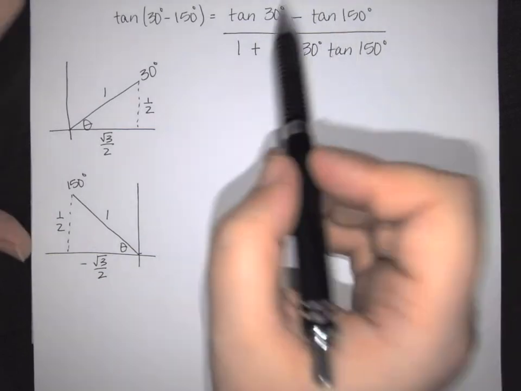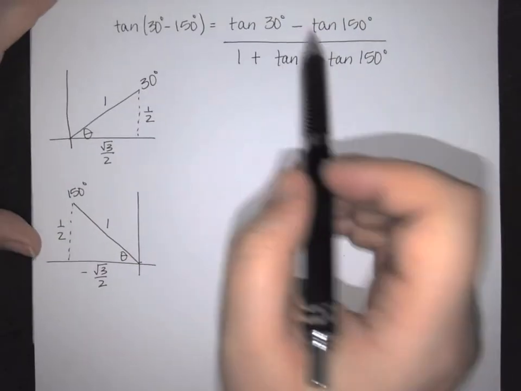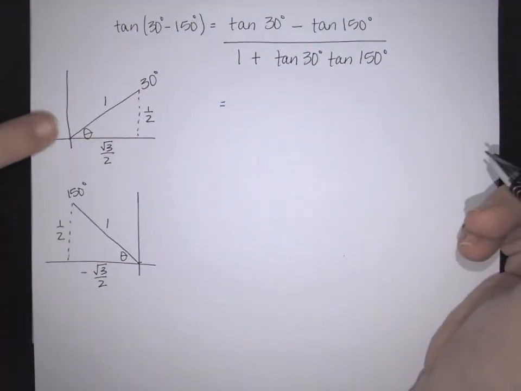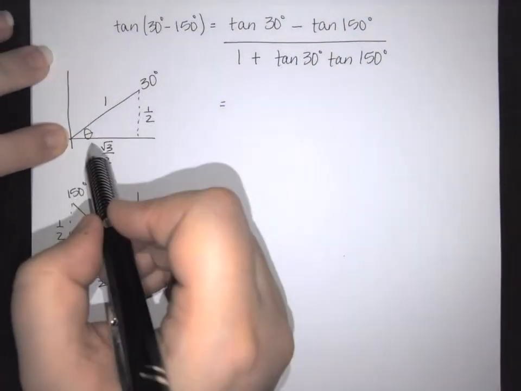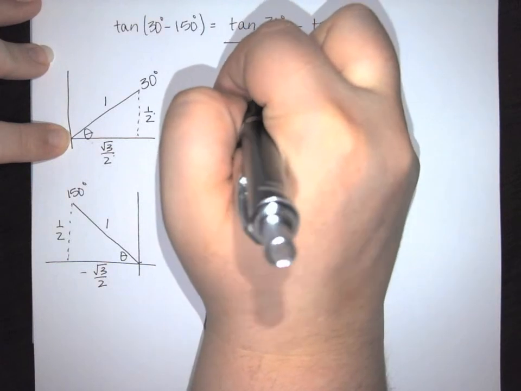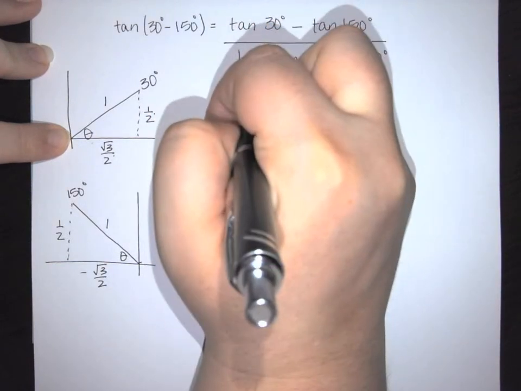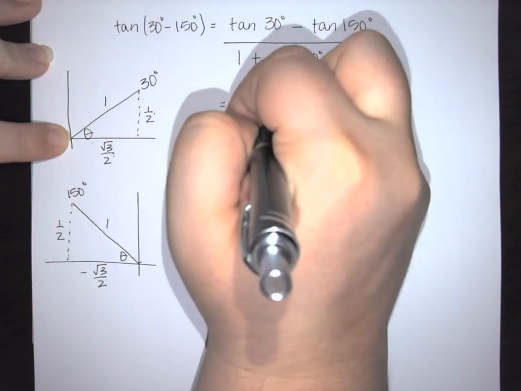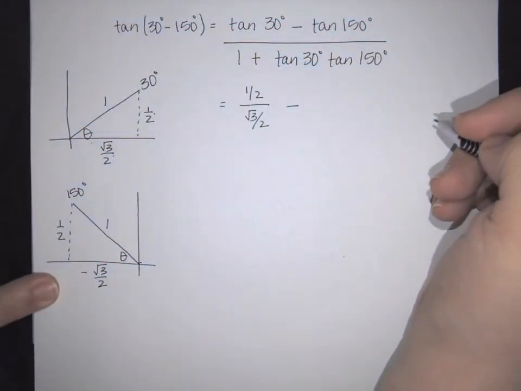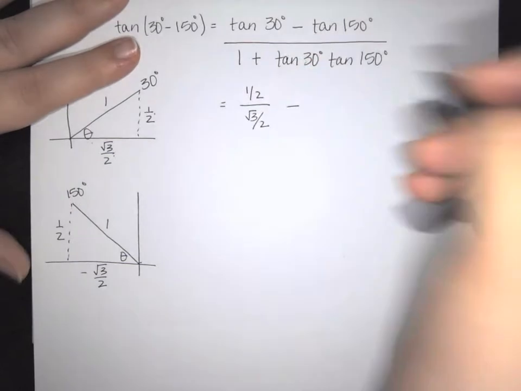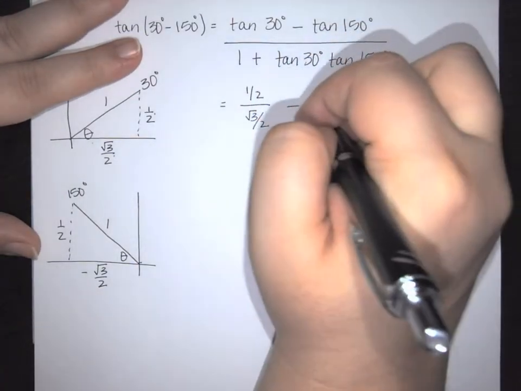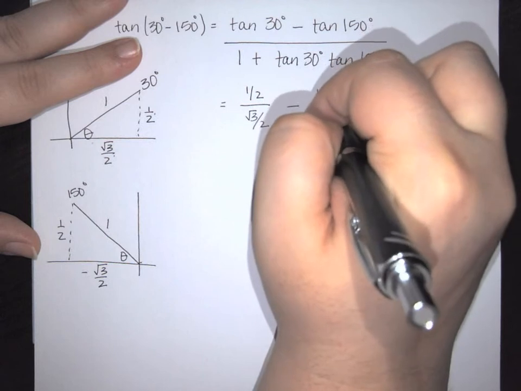Alright, so we have to just do the same thing we did with the others where we need to plug it in. So in this case, my tangent of 30 is going to be opposite over adjacent. So this is going to be 1/2 over the square root 3 over 2. I'm going to subtract away, and I want tangent of 150. So again, this is going to be opposite, so 1/2 over negative square root 3 over 2.